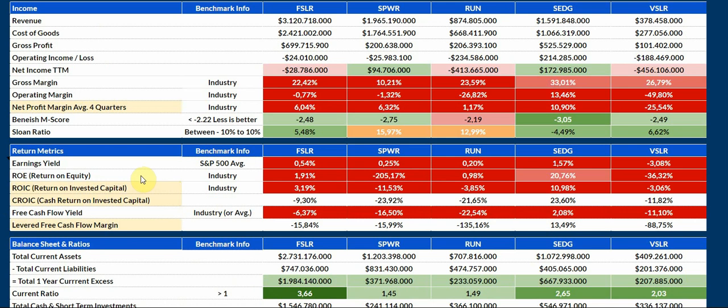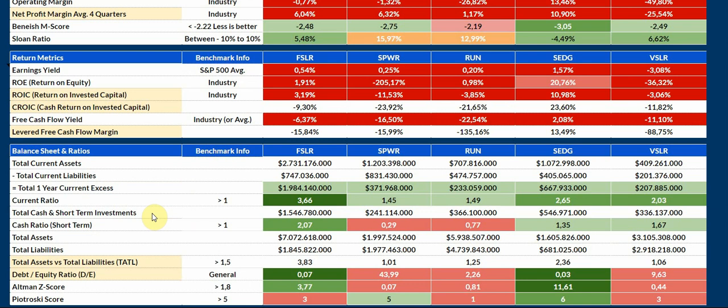The following section, which ties in with the income statement, is the return metrics. This is again an extremely important section, as it shows how well the companies are performing on some of the most important aspects. So you will notice on a lot of these, like return on invested capital, cash return on invested capital, and levered free cash flow margin, they are important and therefore marked with a light color.